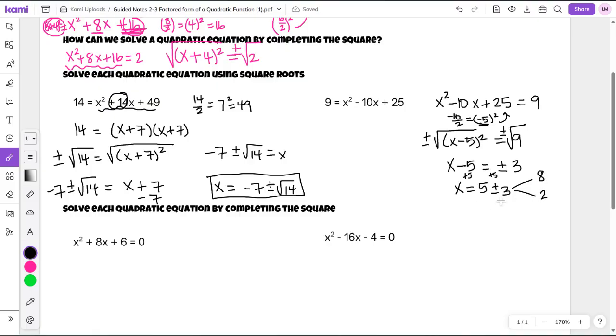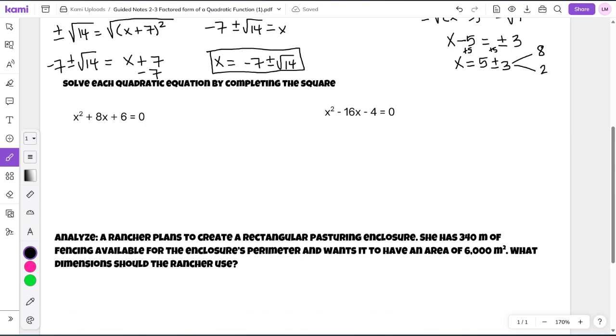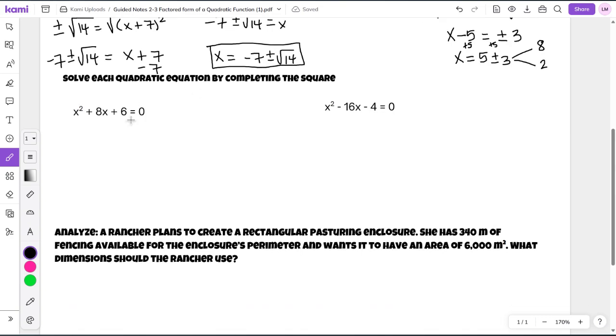Those were already set up with perfect square trinomials. Now we are going to complete the square. I am going to move this 6 out of the way because half of 8 is 4 and 4 squared is not 6. So I'm going to subtract 6 from both sides. It's getting kicked off the island. Then I am going to put blanks here so we can create a perfect square trinomial. I'm going to divide 8 by 2, which is 4. It's positive 8, and I'm taking the sign in front.